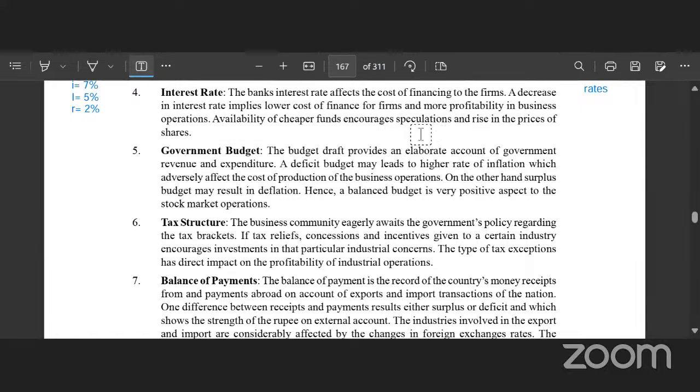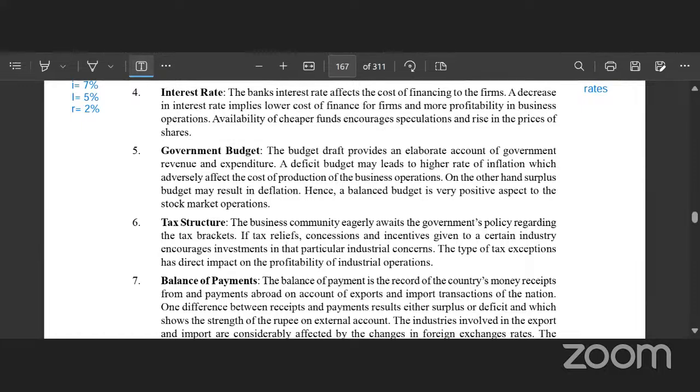So the government budget. In a recent budget, we have seen it presented by Nirmala Sitharaman ma'am, right? The government budget draft provides an elaborate account of government revenue and expenditure. If the government is ready to spend capital money on long-term projects, we generally call it capital expenditure, and it is good. When the government itself is ready to invest huge amounts of money, let it be on roads, construction, real estate, infrastructure issues, then it gives employment to a lot of people, right?